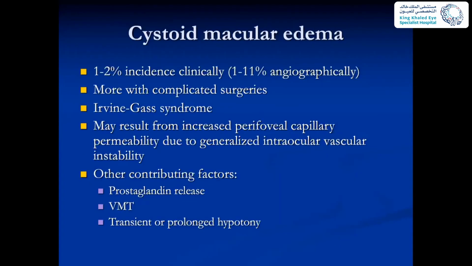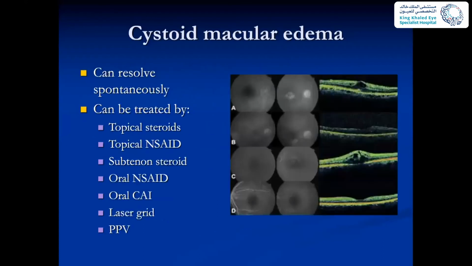Cystoid macular edema is a fairly common complication after cataract surgery, and we discover it clinically in 1 to 2% of patients, while if we did fundus fluorescein angiography for all cataract patients, we'd find up to 11% having cystoid macular edema. It is more common with complicated surgery, can be part of Irvine-Gass syndrome, and may result from perifoveal capillary permeability due to generalized intraocular vascular permeability. Other contributing factors are prostaglandin release, vitreomacular traction, and transient or prolonged hypotony during the surgery. It can resolve spontaneously.